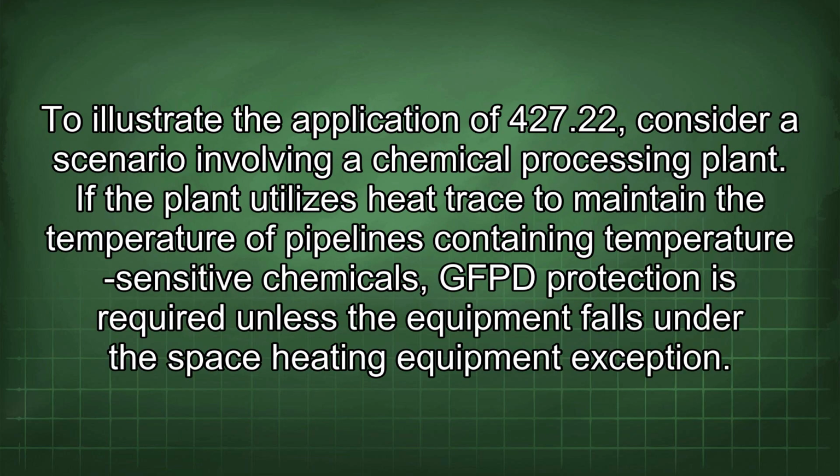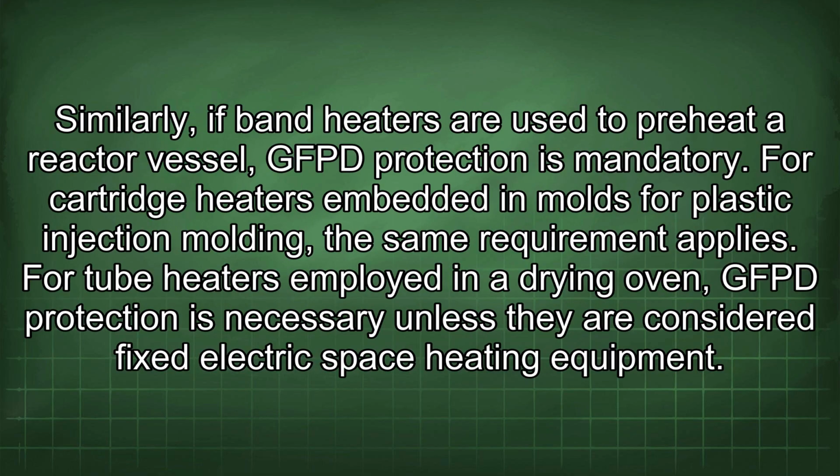To illustrate the application of 427.22, consider a scenario involving a chemical processing plant. If the plant utilizes heat trace to maintain the temperature of pipelines containing temperature-sensitive chemicals, GFPD protection is required unless the equipment falls under the space heating equipment exception. Similarly, if band heaters are used to preheat a reactor vessel, GFPD protection is mandatory. For cartridge heaters embedded in molds for plastic injection molding, the same requirement applies.